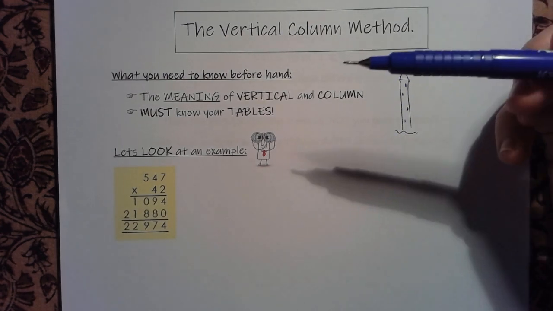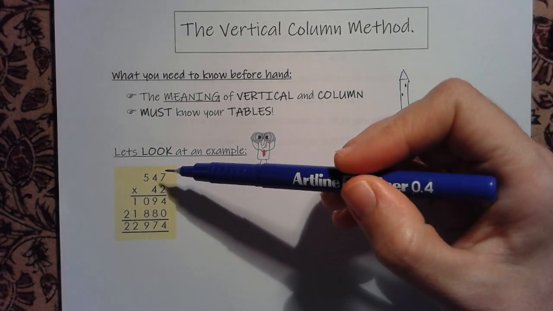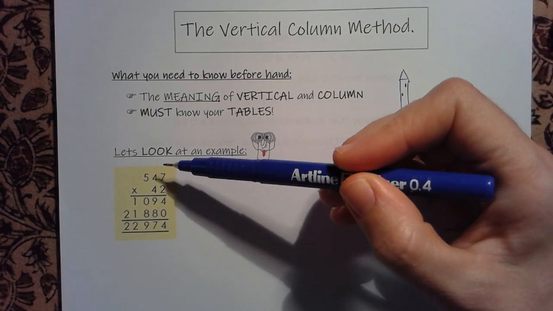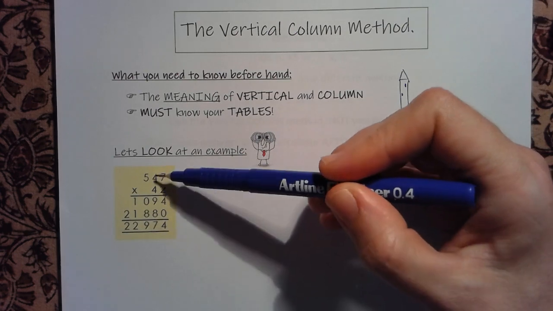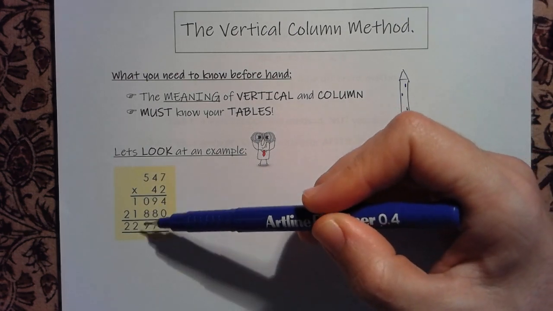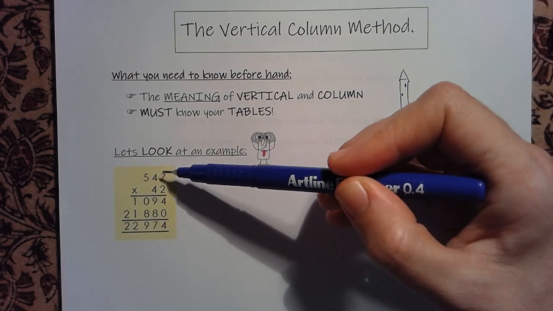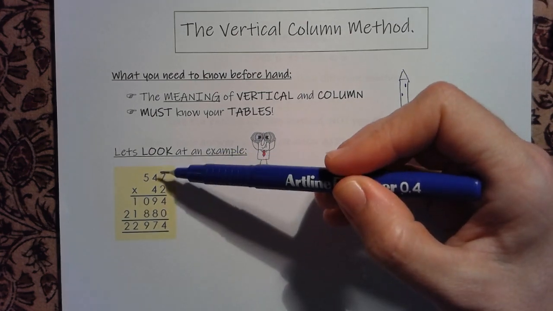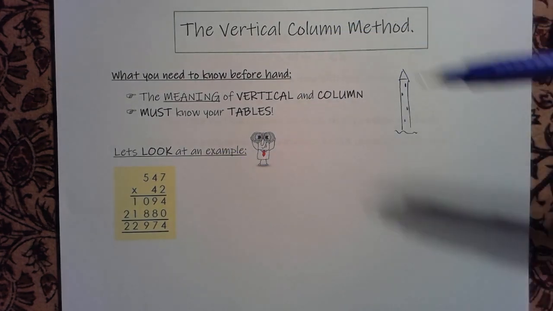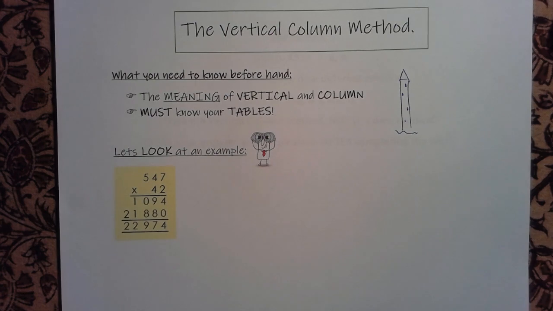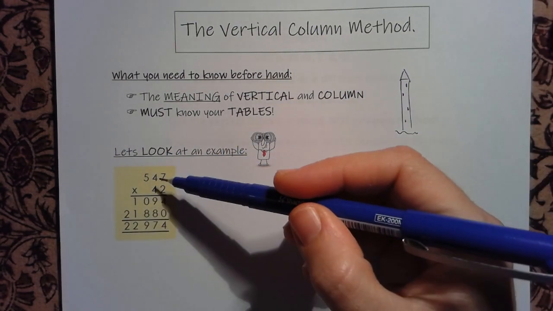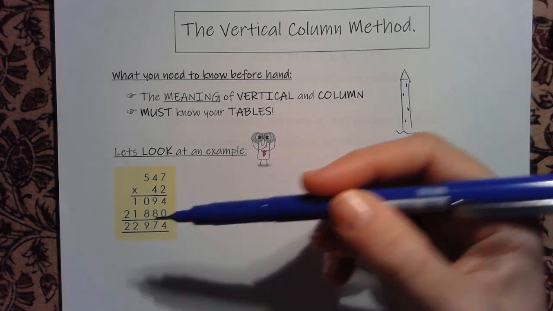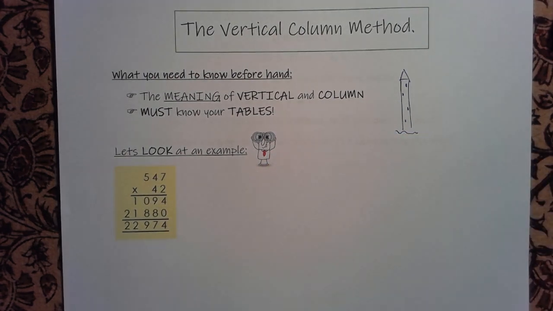When we are working with the vertical column method, it means that we write the numbers in columns. So this will be the column for the units, and that's a column for the tens, and that's a column for the hundreds, and they're written from top to bottom. That is the idea of the word vertical, the meaning. So vertical column method: in columns, and we work from top to bottom or downwards.